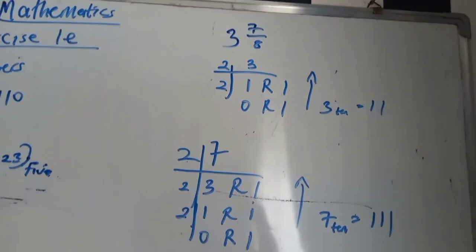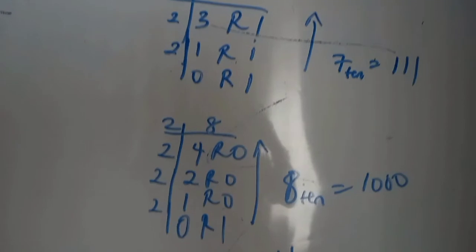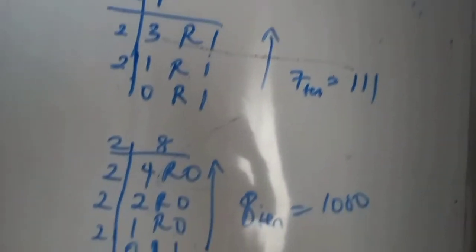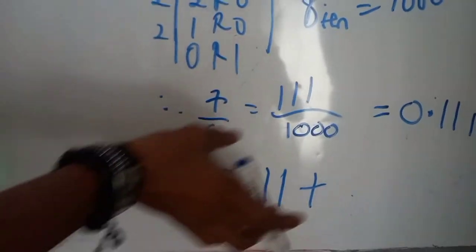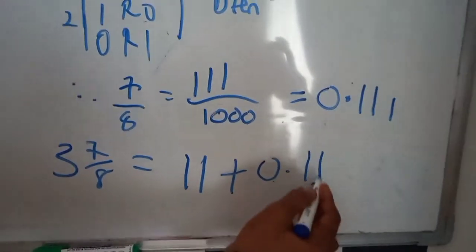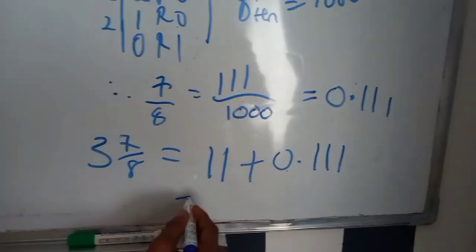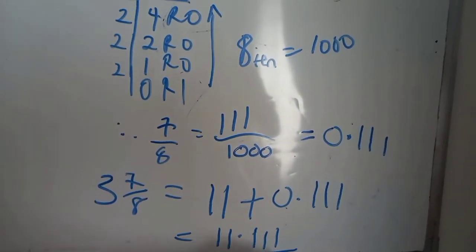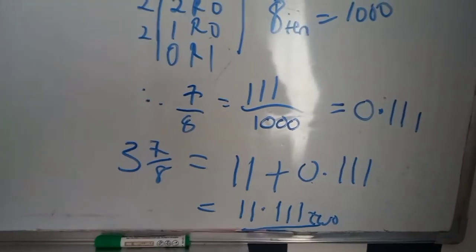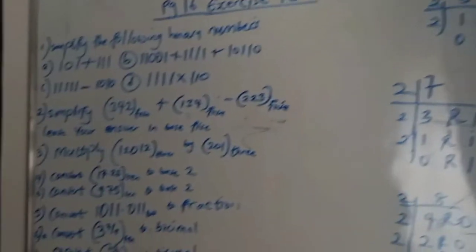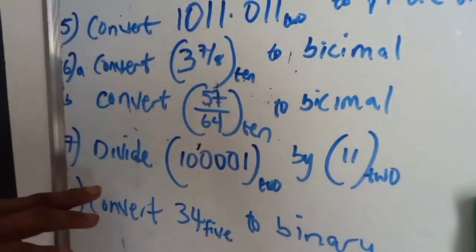So we see that this 3 whole number 7 over 8 simply means this 3 is 11, plus this fraction, which we have as 0.111. Therefore, our answer is what? 11.111 as our final answer in base 2. That is binary. Okay, we go to the next question.